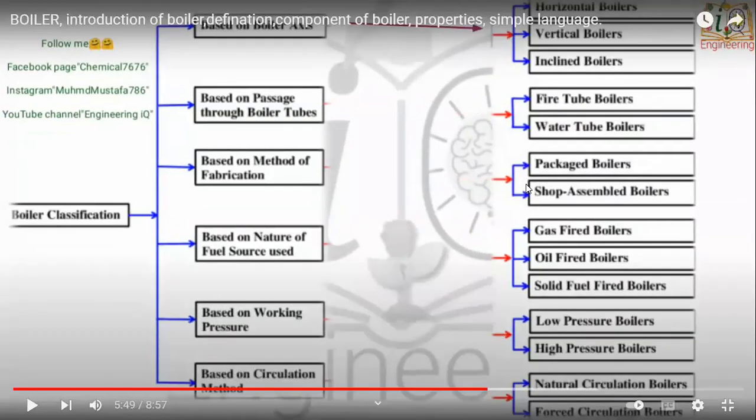So students, here we can see. Now we can discuss the classification of the boiler. So we can classify the boiler on the basis of these 6 categories. Okay, these 6 categories. Okay, so what these categories are, we can observe.